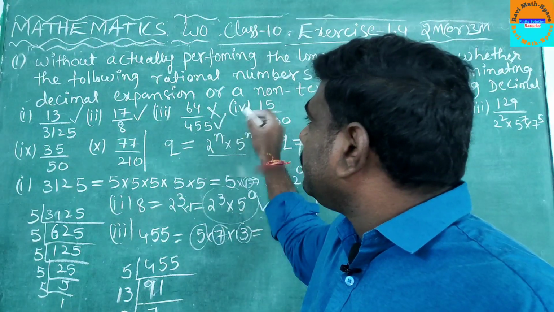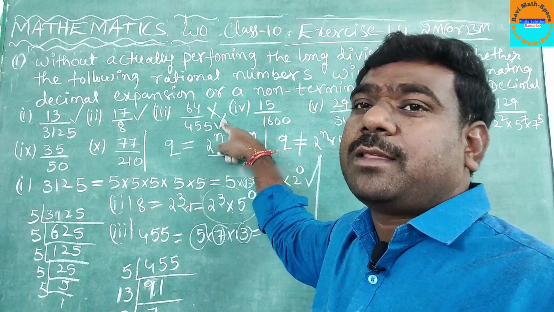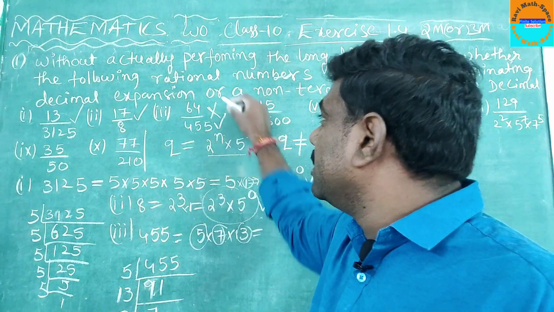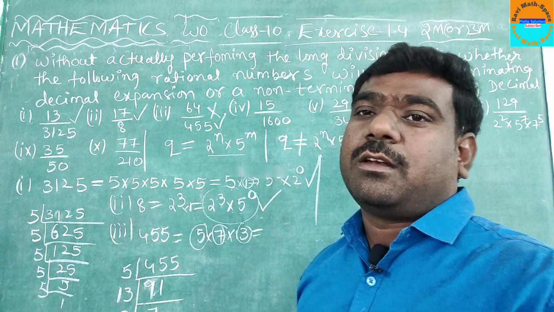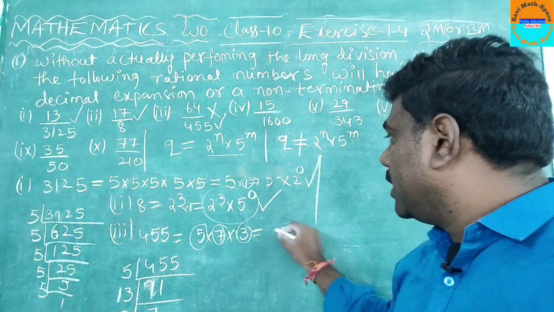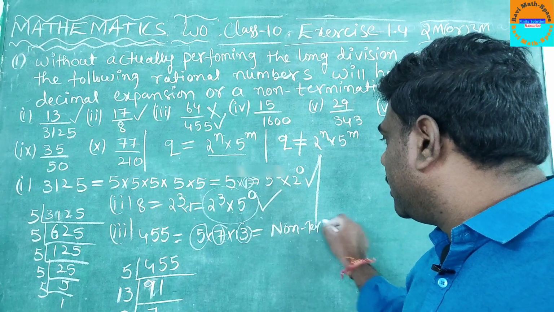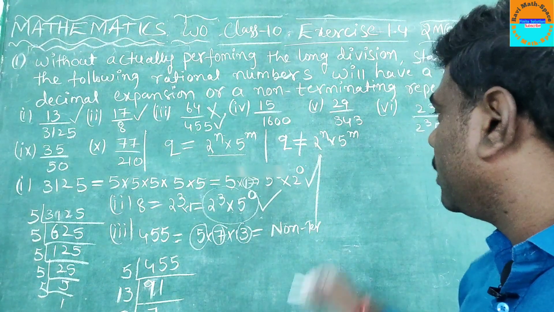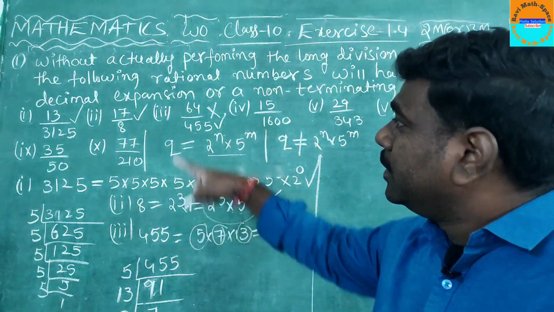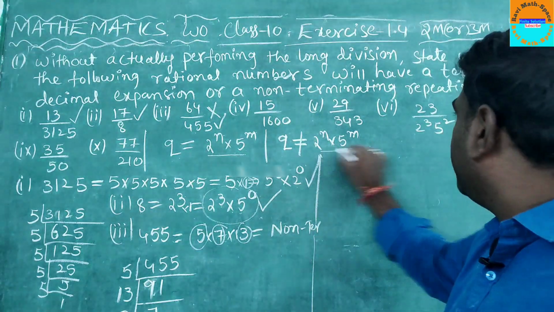So a non-terminating repeating decimal expansion consists. Terminating decimal expansion does not consist. Understanding here? Yes, it is non-terminating. Okay. Next problem. Fourth problem C. What is the denominator number?